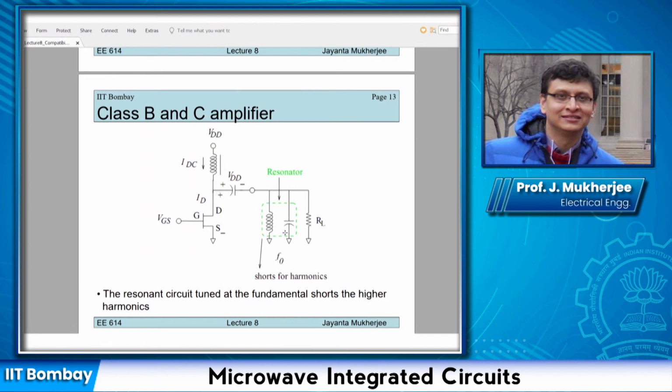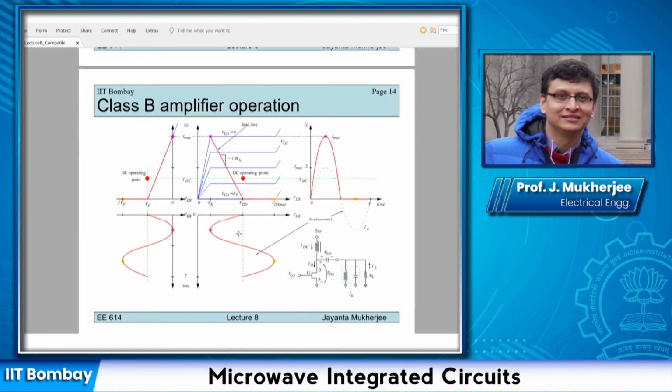For a class B and C amplifier, the circuit diagram is like this. The difference between the class A and the class B and C amplifier is that there is this additional green box that you see, this resonator. What this resonator serves, as we shall see, is to absorb any higher order currents that may be flowing across this terminal.